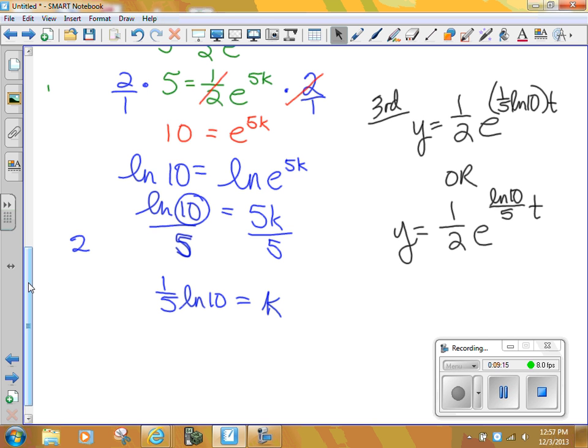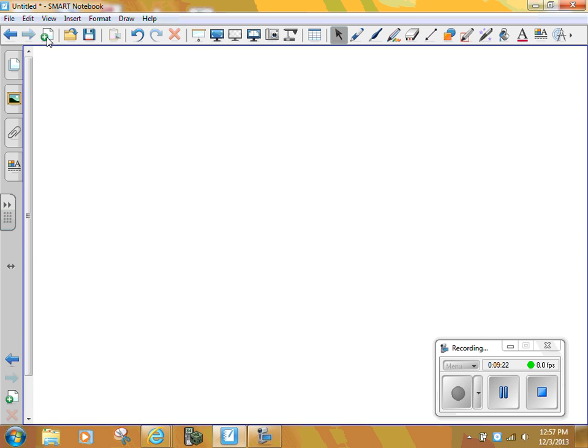Now, you may think differently on this next problem. Awesome. Aren't you glad you know that? All right, here we go. Same thing. Create the exponential equation that goes through (3, 1/2) and (4, 5). Same formula.